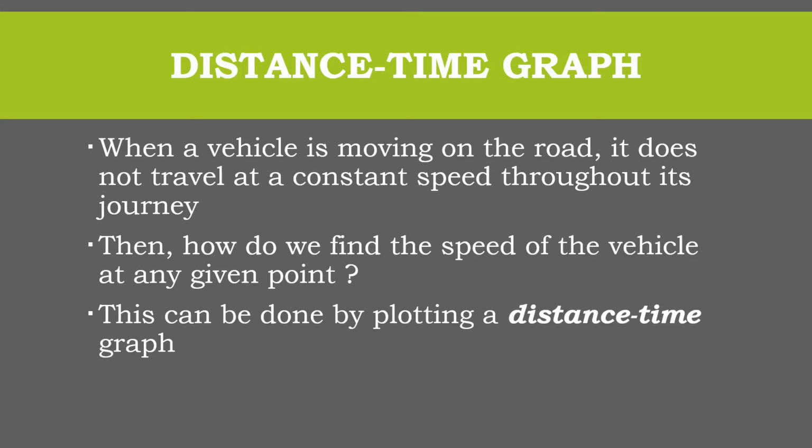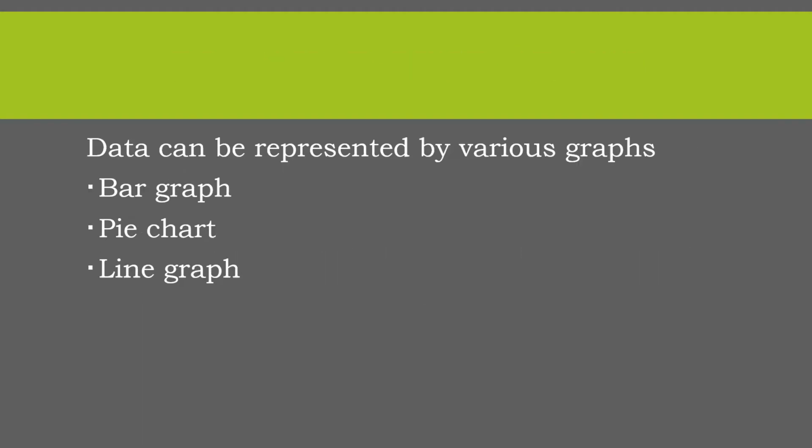Distance time graph. When a vehicle is moving on the road, it does not travel at a constant speed throughout its journey. Then how to calculate the speed of the vehicle at any given time? Now this can be done by plotting a distance time graph. The data can be represented by the various graphs such as the bar graph, pie chart or the line graph.